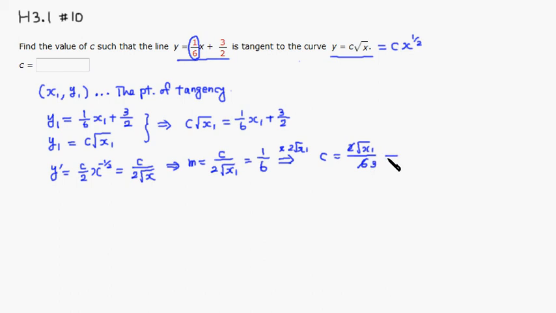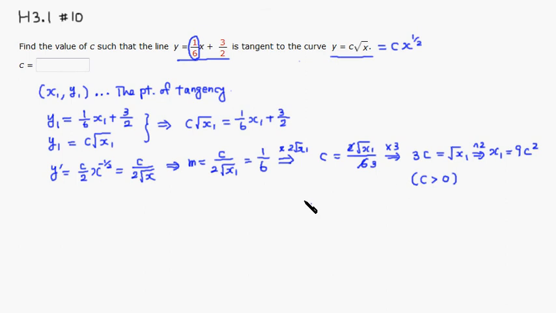Then we can just multiply by 3 to get 3c is equal to square root of x1. Note that the square root of x1 is non-negative, so c is going to be non-negative. If you want to solve for x1, you can just square both sides to get x1 to be 9c squared.